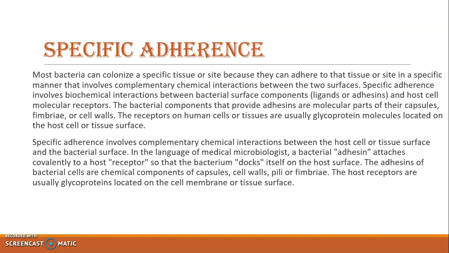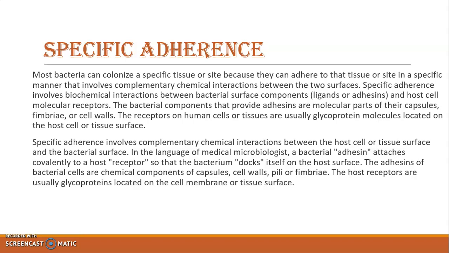Next is specific adherence. Most bacteria can colonize a specific tissue or site because they can adhere to the tissue or site in a specific manner that involves complementary chemical interaction between two surfaces. Specific adherence involves biochemical interaction between bacterial surface components and host cell molecular receptors. The bacterial components that provide adhesion are molecular parts of the capsule, membrane, or cell walls. The receptors on human cells or tissues are usually glycoprotein molecules located on the host cell or tissue surface.